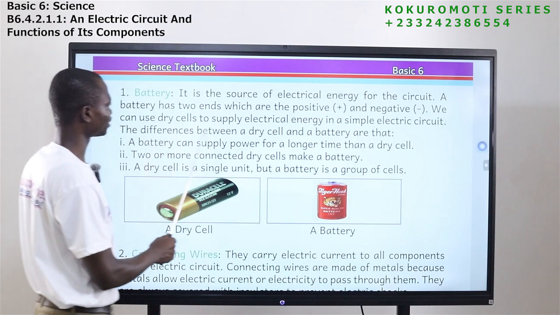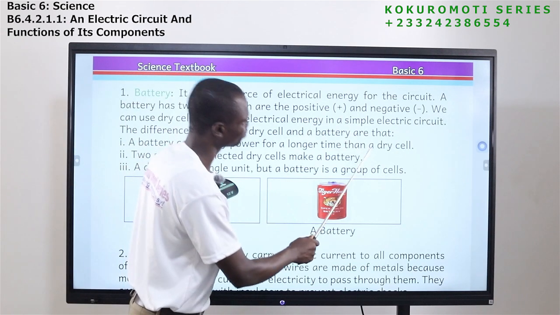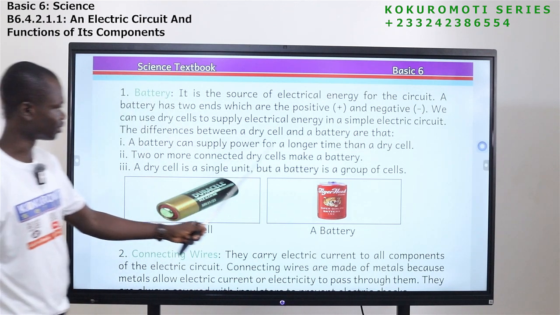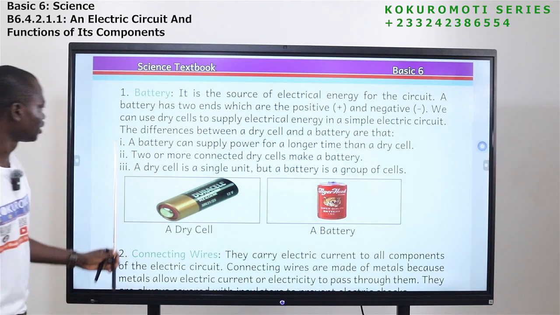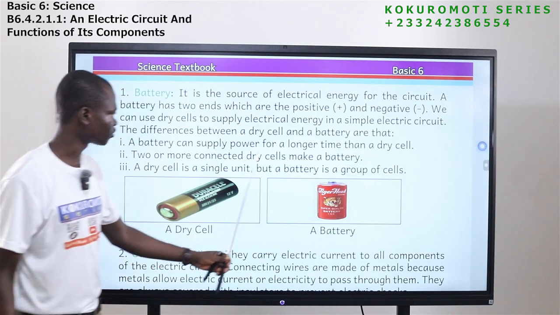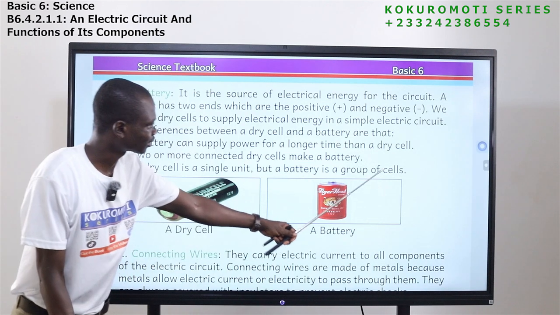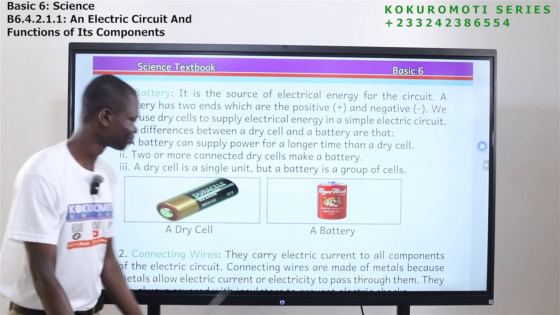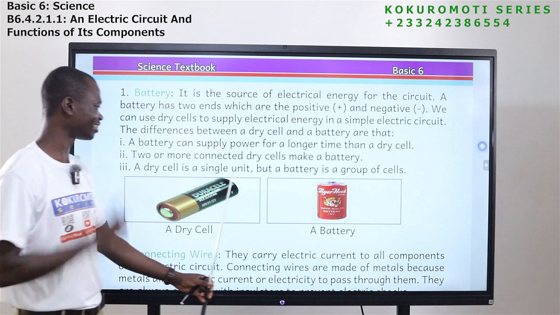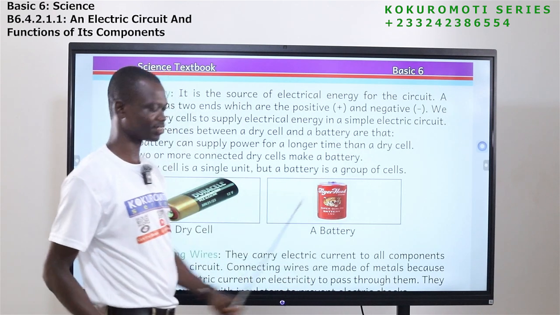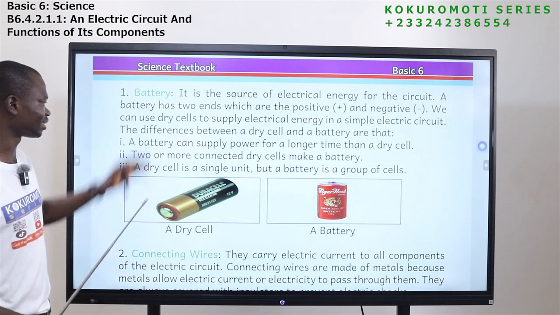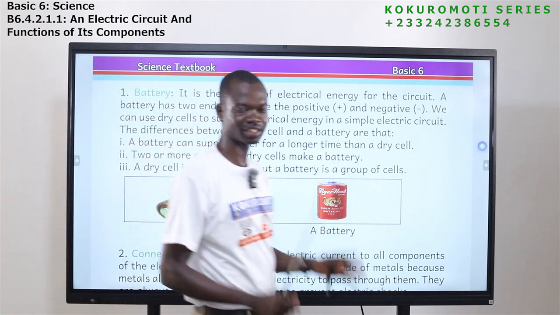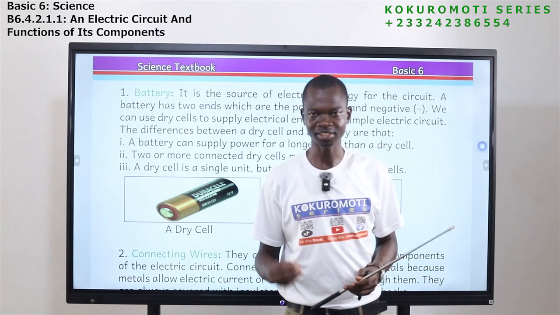We can use dry cells to supply electrical energy in a simple electric circuit. The differences between a dry cell and a battery are, one, a battery can supply power for a longer period of time than a dry cell. Two, two or more connected dry cells make a battery. Then the last one, a dry cell is a single unit, but a battery is a group of cells. You should know that dry cell or battery, they perform the same function in the circuit, but there are differences between them.